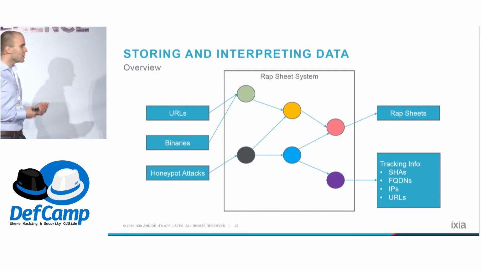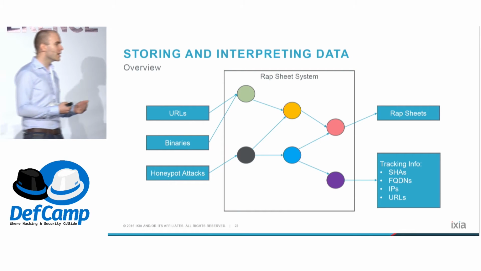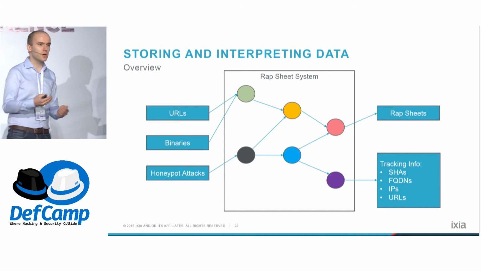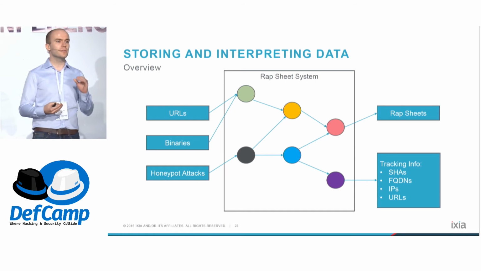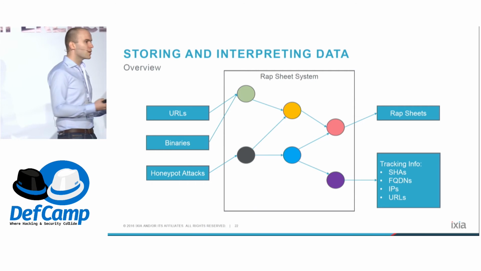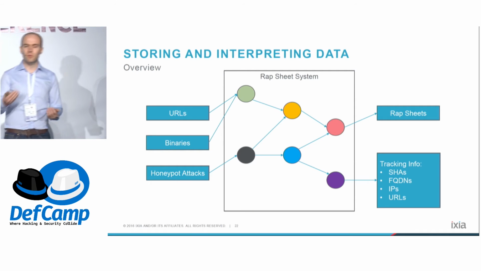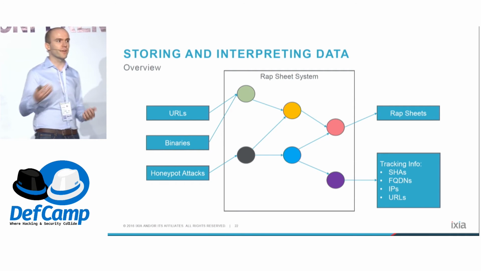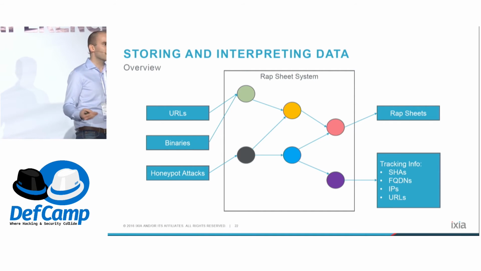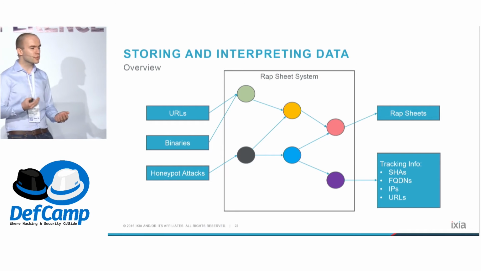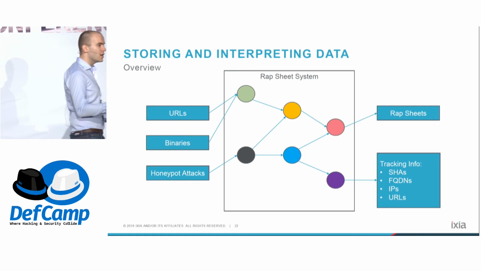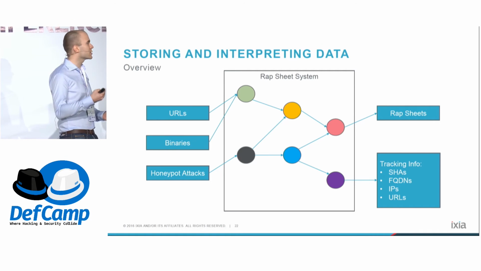So the system itself is organized as a graph of connected nodes, where each node in the system does one small and specific thing to analyze what's coming in. So you can think, for example, as an example of a node, you have the fetcher, which basically takes in a URL and, using a headless browser like Phantom.js, actually accesses that URL, retrieves the contents of it and stores it for later scanning.